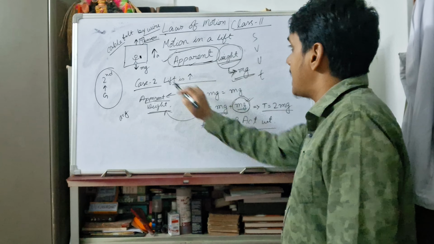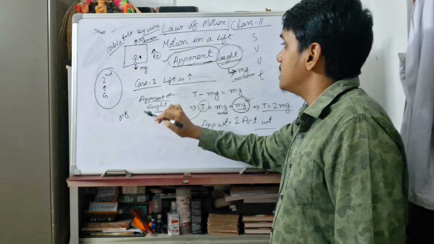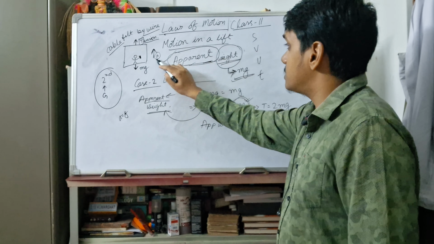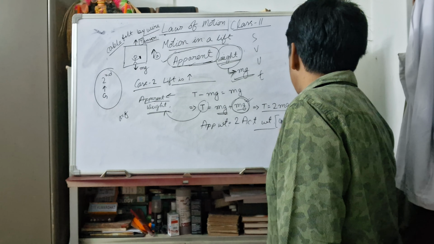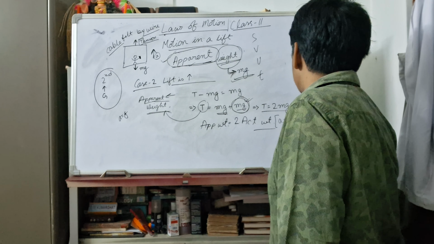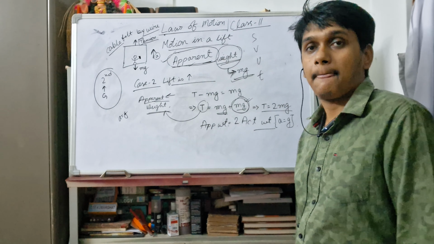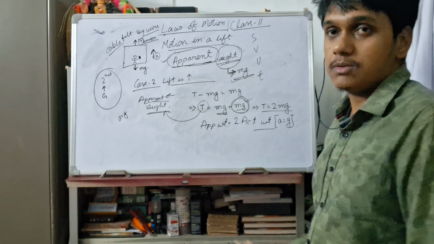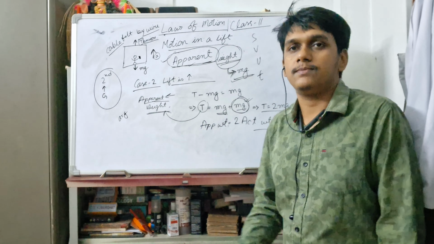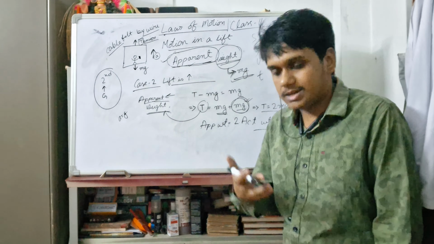This happens when your acceleration becomes equal to the acceleration due to gravity, that is a equals g, only if a equals g. Okay sir, you have discussed this case. Now why do I feel discomfort while going downwards? I feel something very light, right?